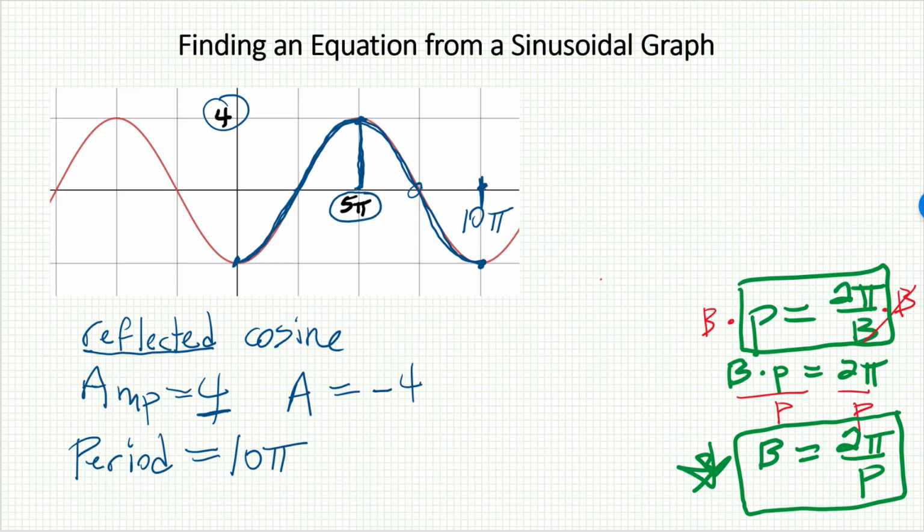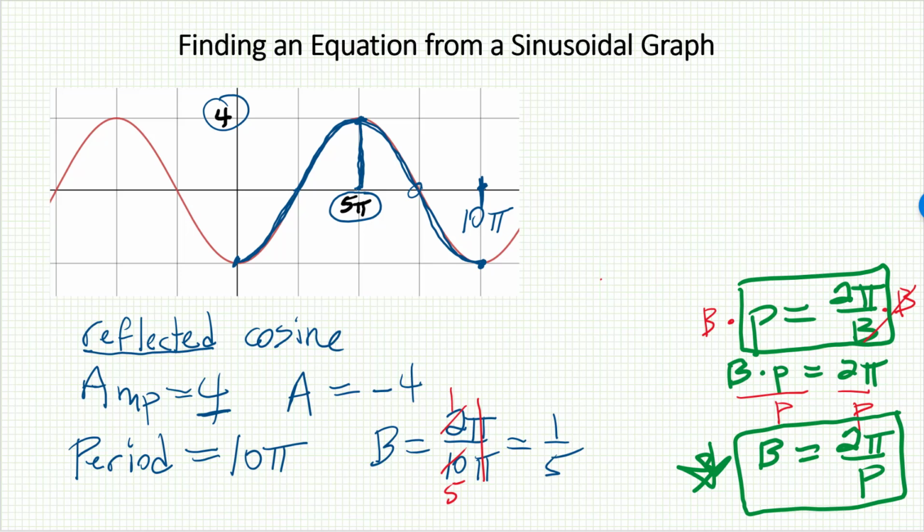Well, that's what I want to do in my problem. I want to know what b is. According to my new formula, b is 2 pi divided by the period. The pi's cancel. I've got some reducing going on, and I end up here with b equals 1/5.